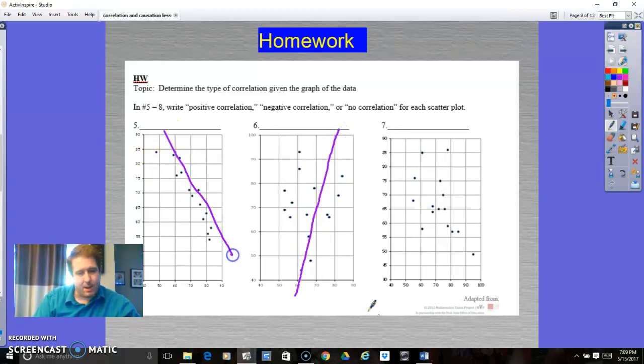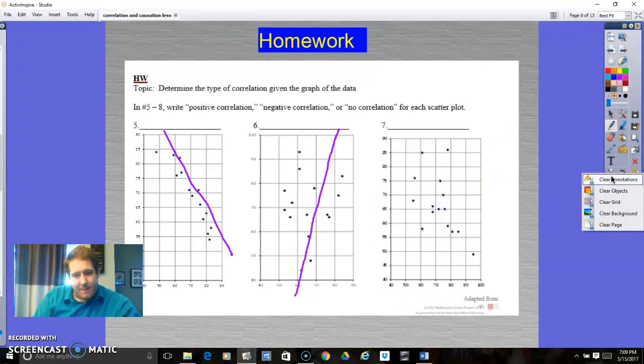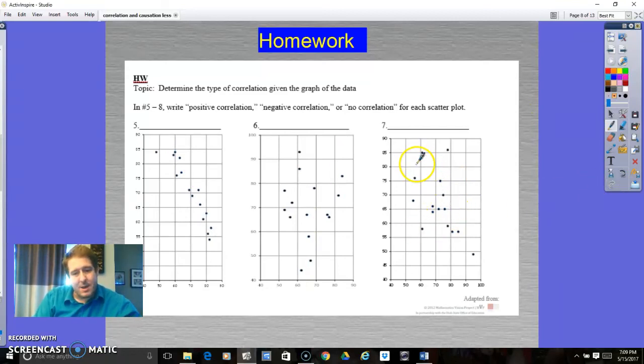This is definitely negative correlation. Okay, that's without a doubt. 6 and 7, I think, are debatable. Now, I know some of you look at number 7 and you think to yourself, hey, this is definitely negative correlation because I'm seeing a trend going down. But you know what? I want you to cover this up and get rid of that dot. Do you really still think it's going down? Because I don't. I really think that this is no correlation.